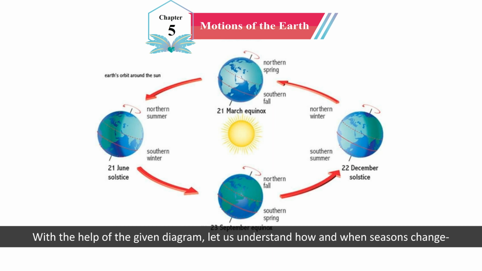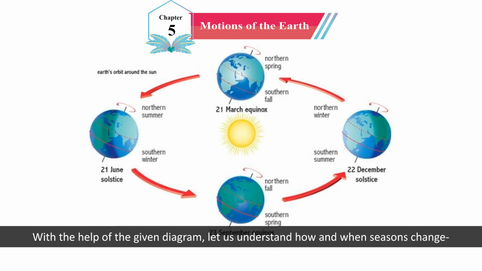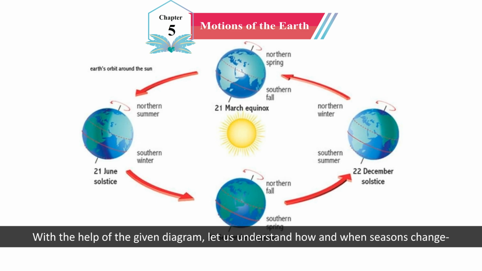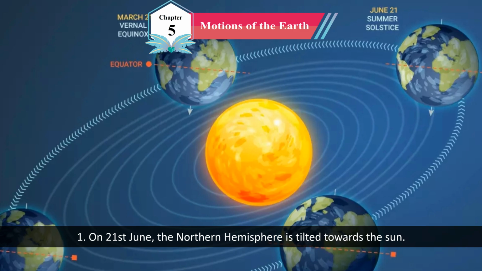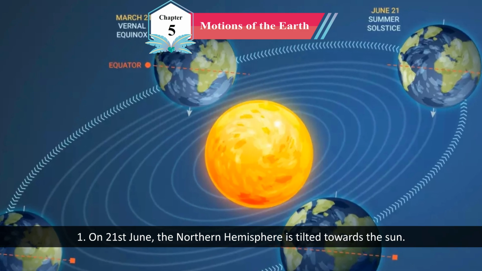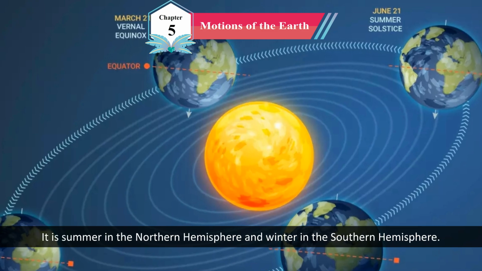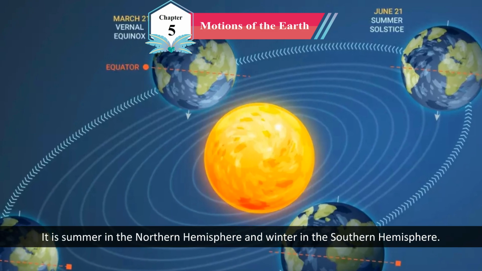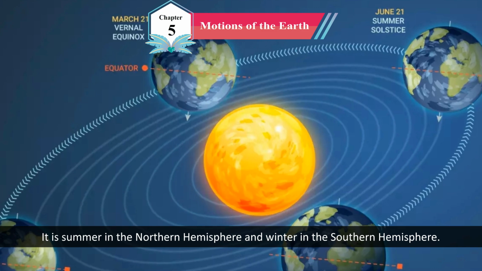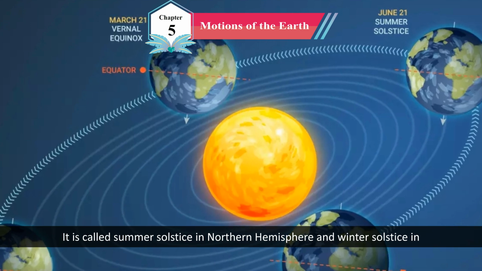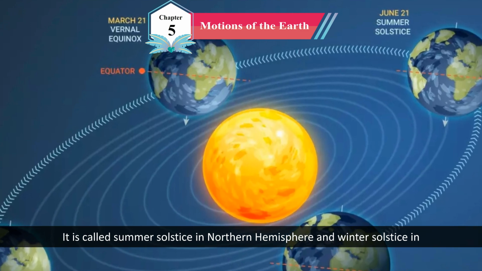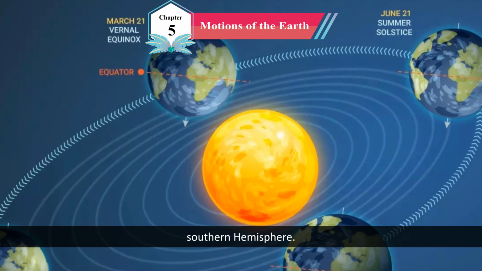With the help of the given diagram, let us understand how and when seasons change. First, on 21st June, the northern hemisphere is tilted towards the Sun. It is summer in the northern hemisphere and winter in the southern hemisphere. It is called summer solstice in northern hemisphere and winter solstice in southern hemisphere.